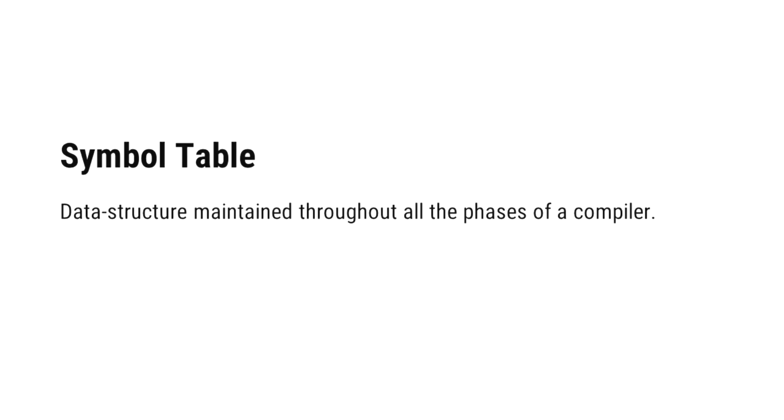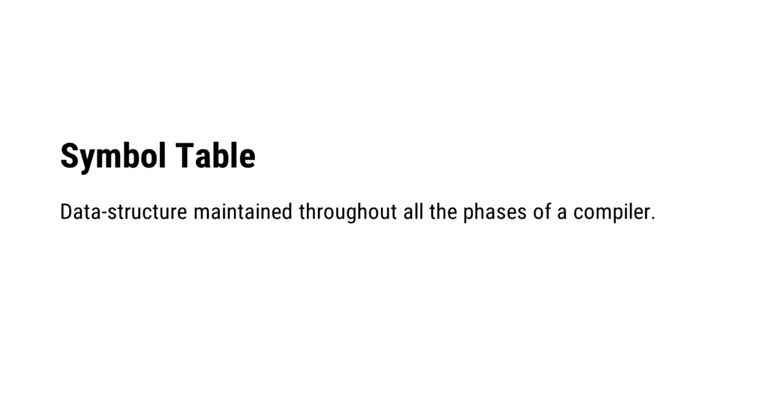And I mentioned somewhere in the lexical analysis stage something called the symbol table. In the symbol table, we basically store all the symbols generated by lexical analysis in something like a hash map. So what is the symbol table? The symbol table is a data structure maintained throughout all the phases of the compiler, not just lexical analysis. We use this symbol table everywhere, in every stage.